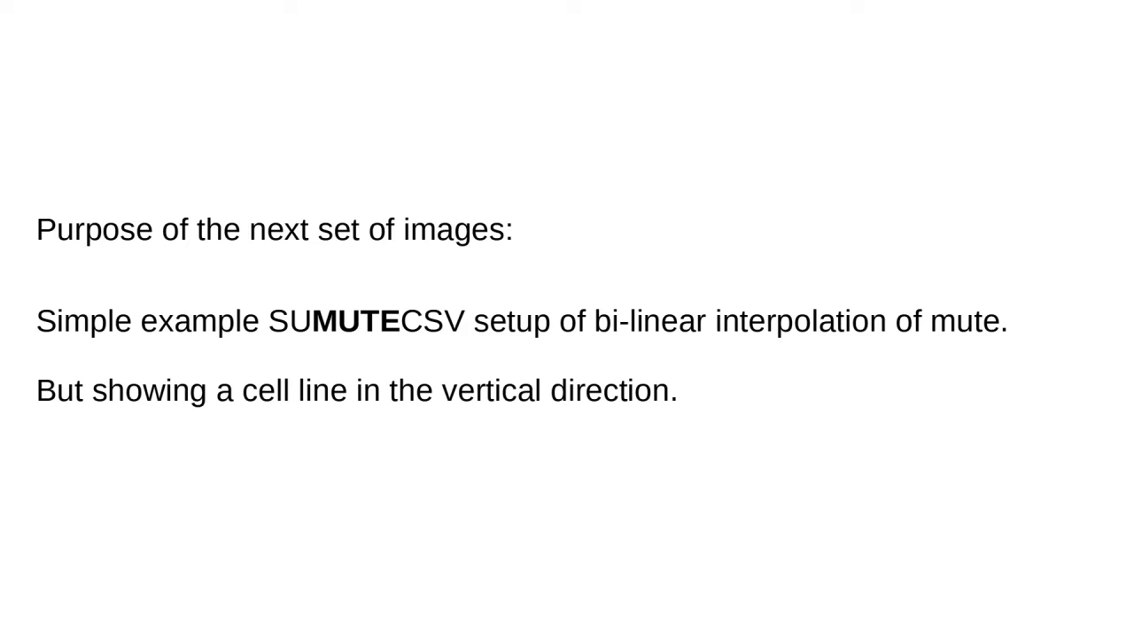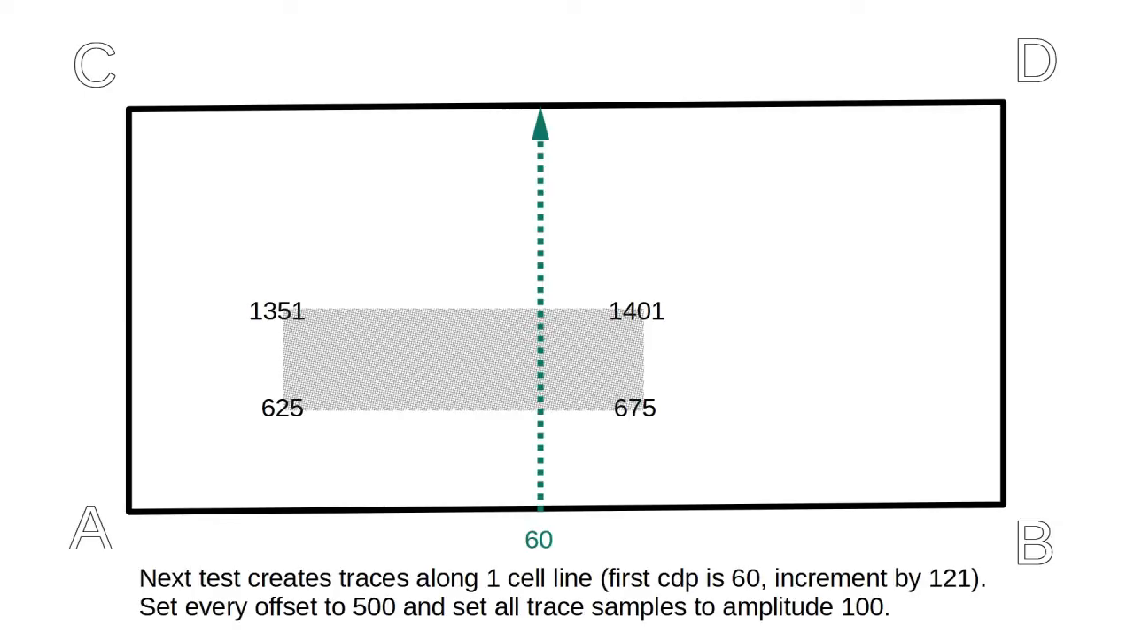Same kind of example, except along a vertical cell line. The CDP numbers for this vertical cell line start at 60 and increment by 121 because the grid is 121 cells wide. And remember that this grid only has 23 cells in the vertical direction.